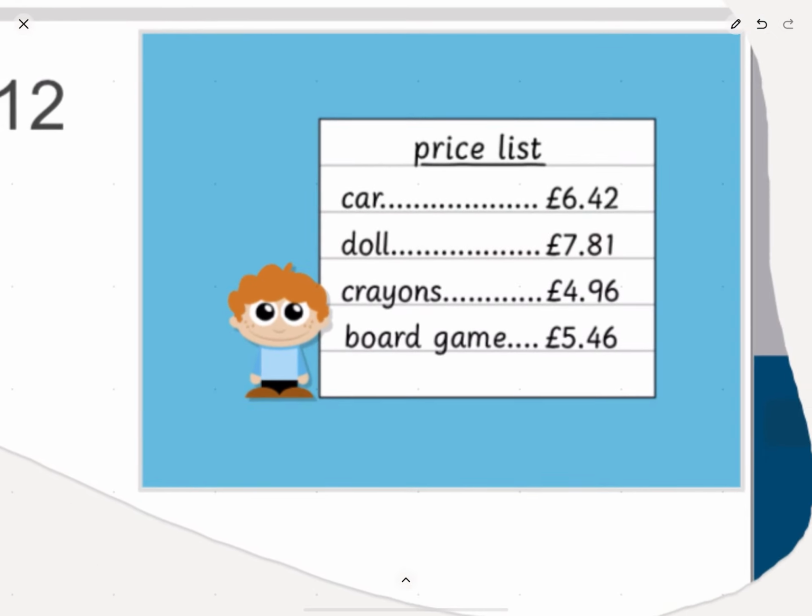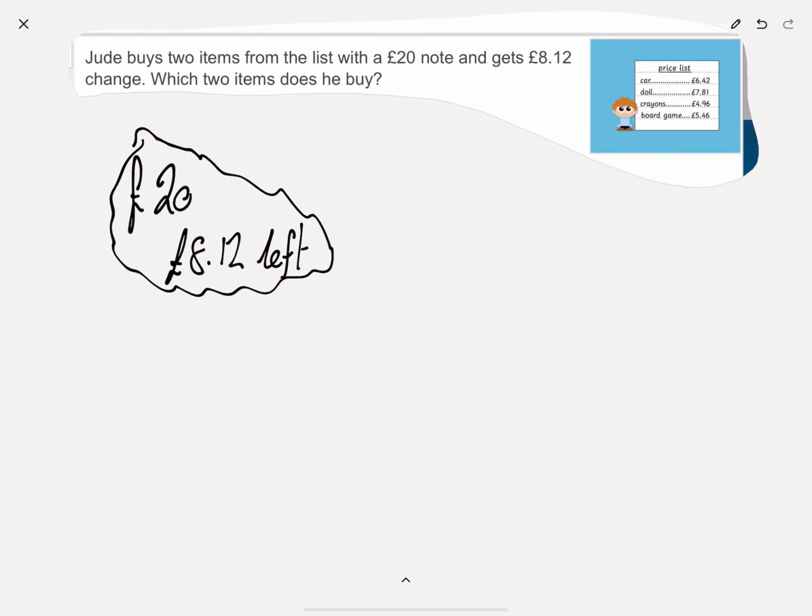So you've got a car, a doll, some crayons and a board game. Okay, so you've got 642, 781, 496, 546. So the first thing I would do is have a look at this. £20 subtract something gives you about £8 12p left. Well, let's ignore the 12p. £20 with £8 left means he spent about £12-ish.